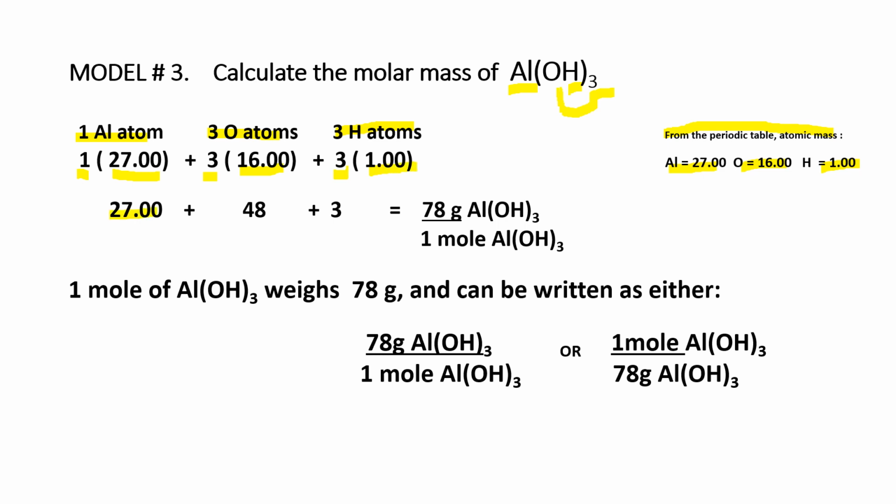So getting the sum of all the masses, it is equal to 78 grams aluminum hydroxide over 1 mole of aluminum hydroxide. It means that 1 mole of aluminum hydroxide weighs 78 grams, and it can be written either as 78 grams of aluminum hydroxide per 1 mole of aluminum hydroxide, or 1 mole of aluminum hydroxide per 78 grams of aluminum hydroxide.